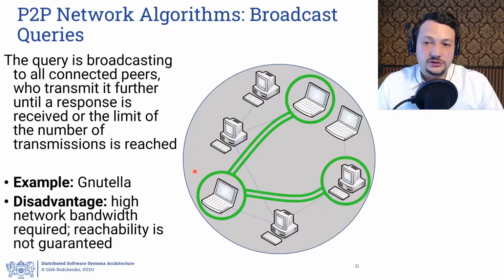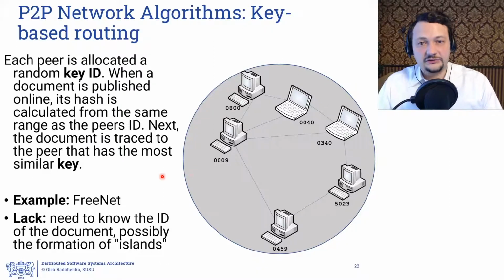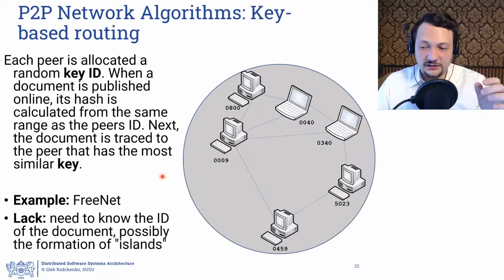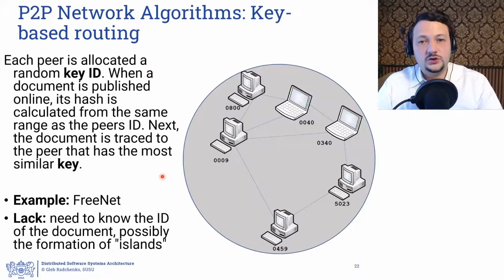To solve the issue of working without a centralized index on one side, and the huge disadvantages of broadcast queries on the other side, a new way to organize search in peer-to-peer networks was developed. This way is called key-based routing, and right now it is one of the most interesting and promising ways to organize resource discoverability in peer-to-peer networks without a centralized index. So let's take a look at how it is organized.